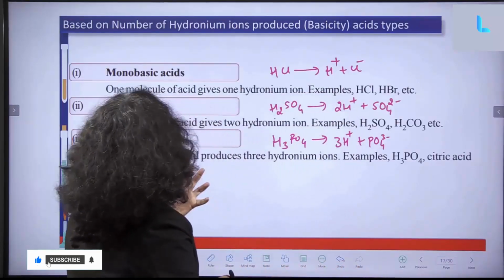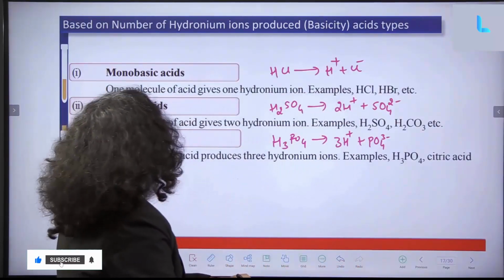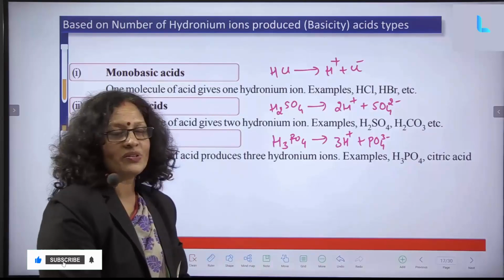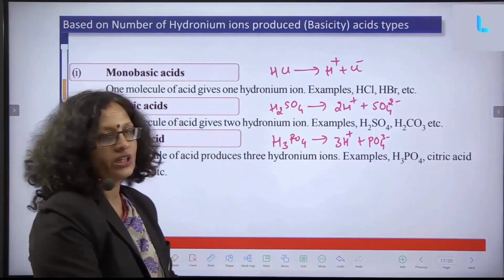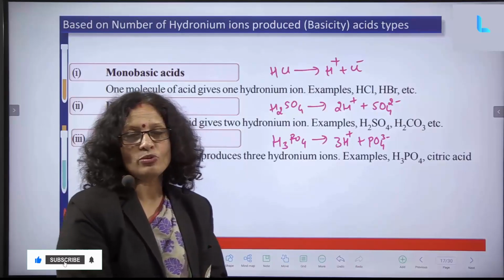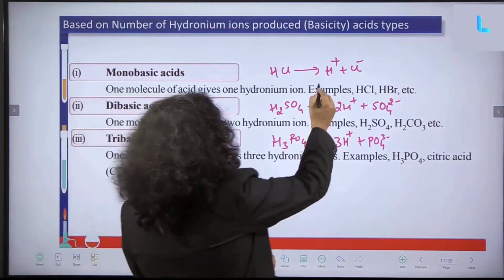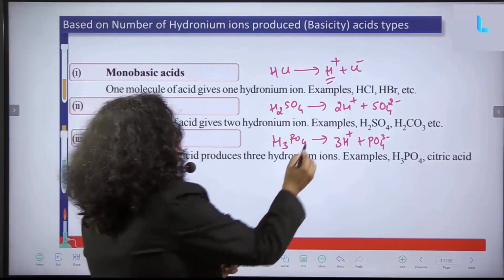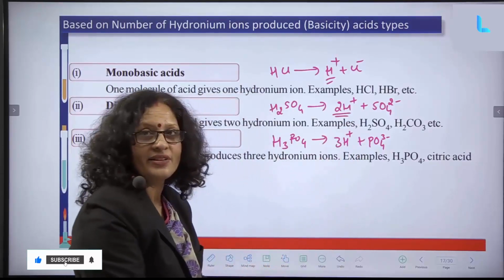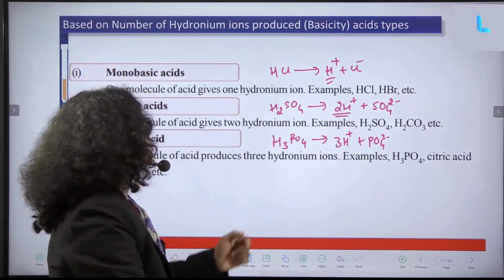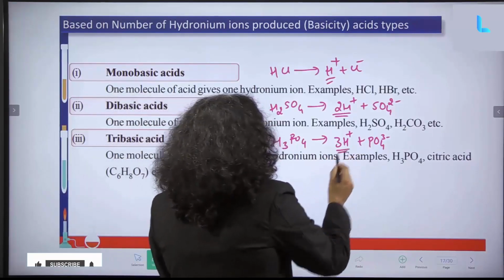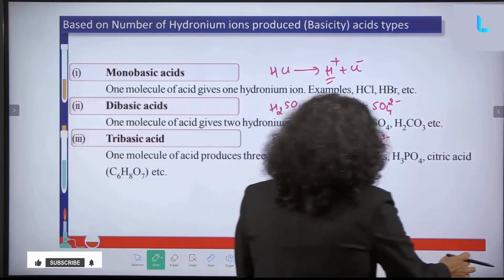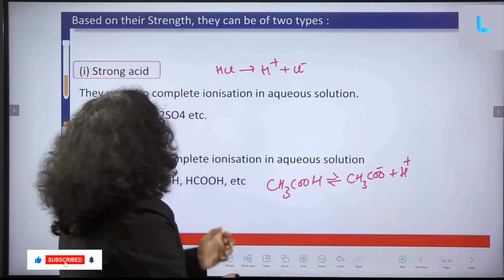Now we see the acidity or basicity of a substance based on the number of hydrogen ions or hydronium ions produced. Monobasic acid: when one molecule gives one hydronium ion on dissociation, 1 H plus ion is obtained. These are called monobasic acids. When on dissociation it gives 2 hydronium ions, they are called dibasic acids, like sulfuric acid. When on dissociation it gives 3 hydronium ions, they are called tribasic acids, like phosphoric acid or citric acid also. Then let's see the next one.